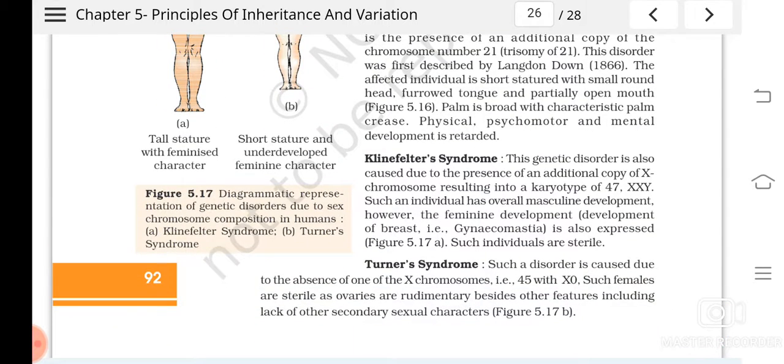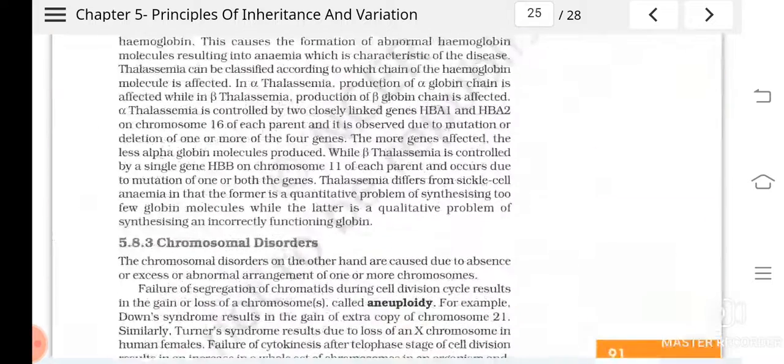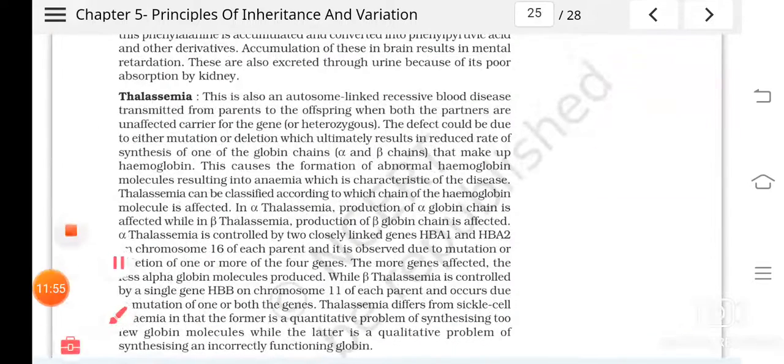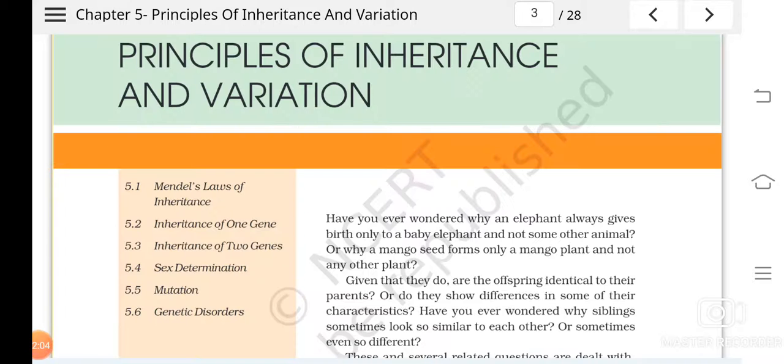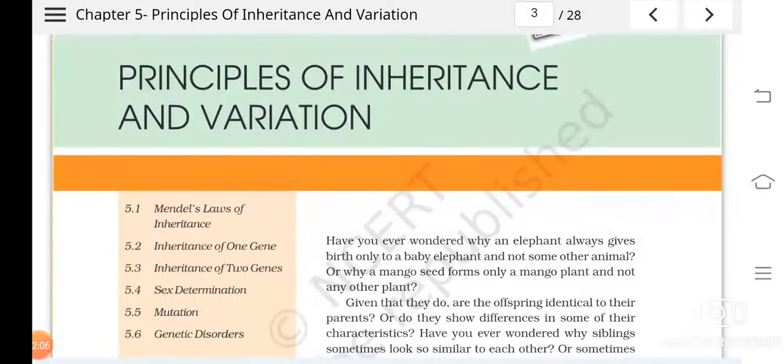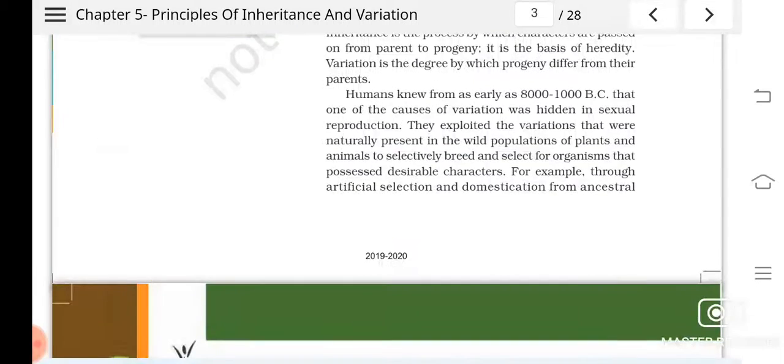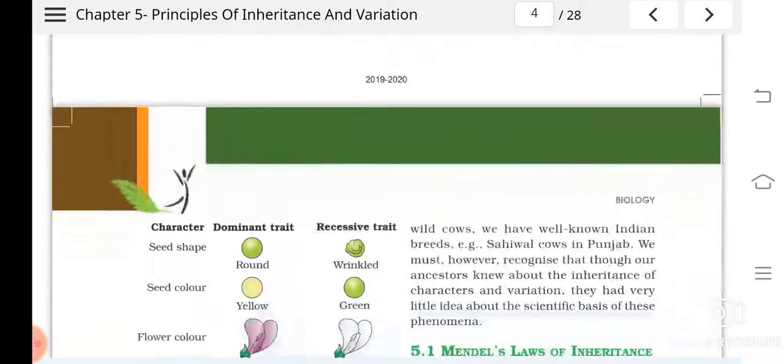So chromosomal disorders you understood, and we have also studied the Mendelian disorders. So let's have a quick revision of this chapter. The chapter's name is Principles of Inheritance and Variation. We have seen what is inheritance and what is variation. Inheritance means the process by which the offspring inherit characters from parents. Variation means the degree by which they differ from their parents, isn't it?